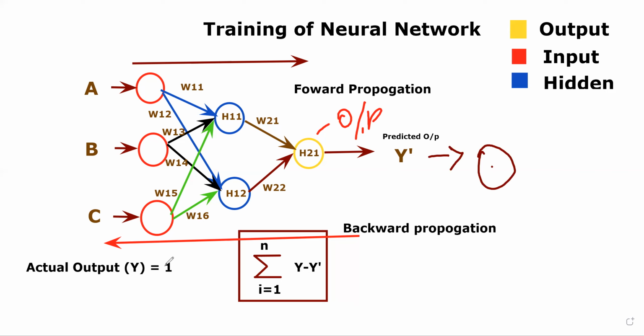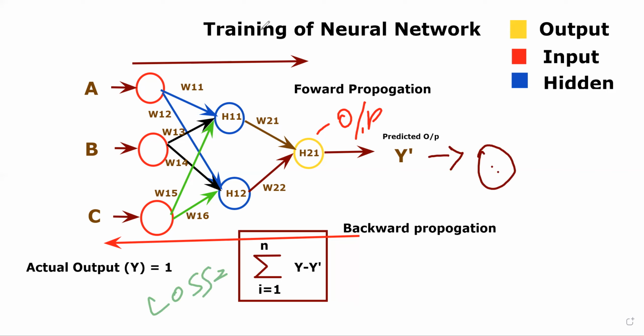So how are we calculating this loss? Loss is calculated with the help of this formula. We have this formula: summation of y minus y dash. This is a simple thing. So we got the y dash value as 0.